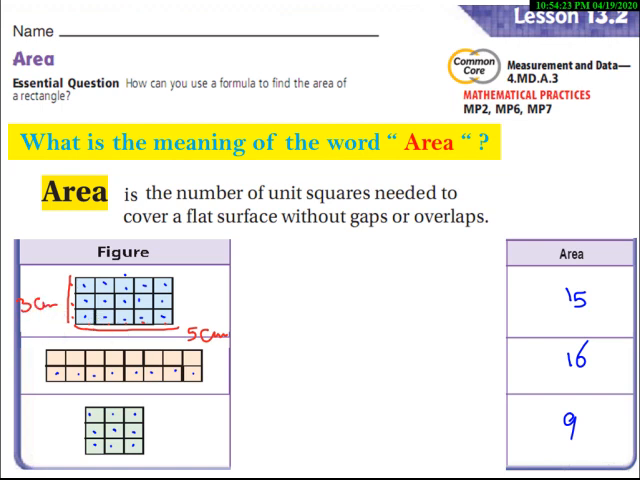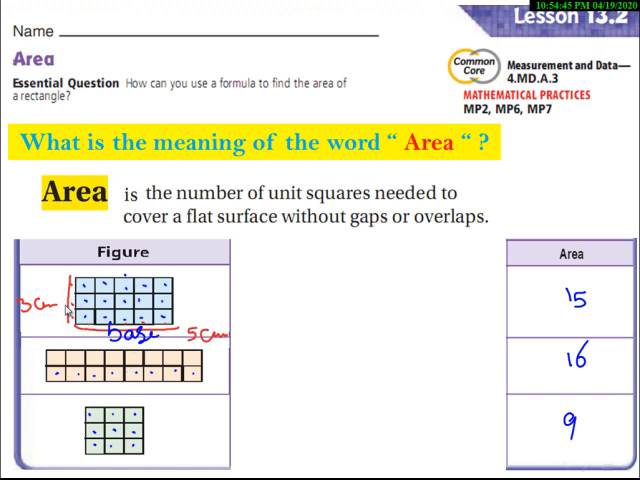Alright. Now, I'm going to ask you another question. Can I name this side? Yes, I can name it. I can choose the word base. Why base? Because all figures are sitting on their base.